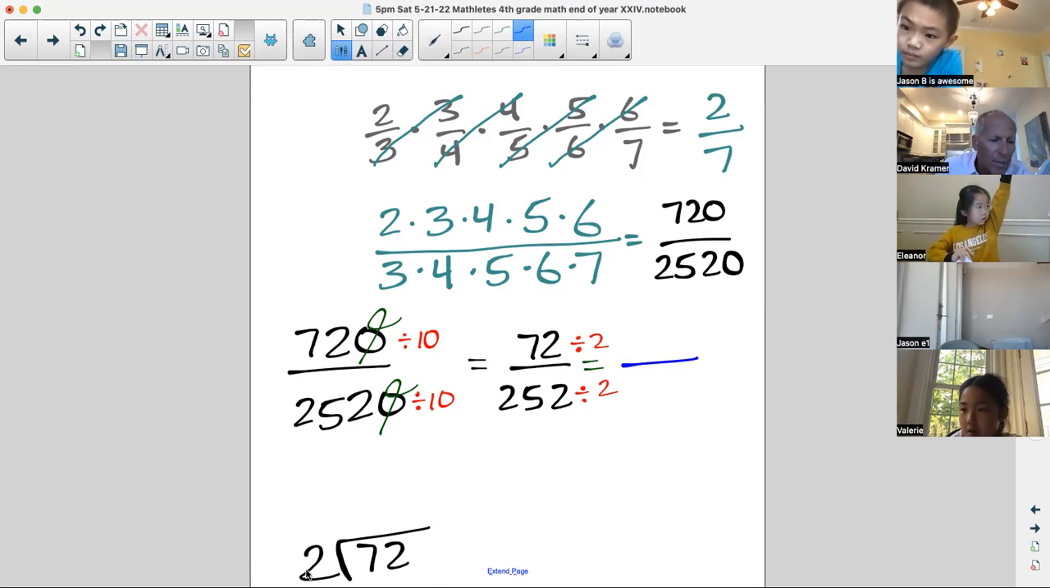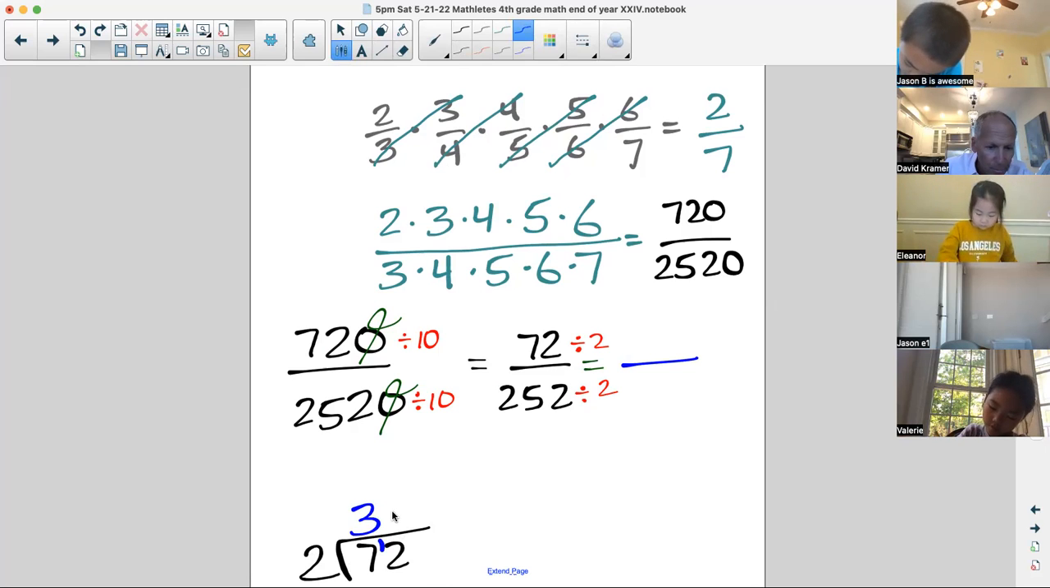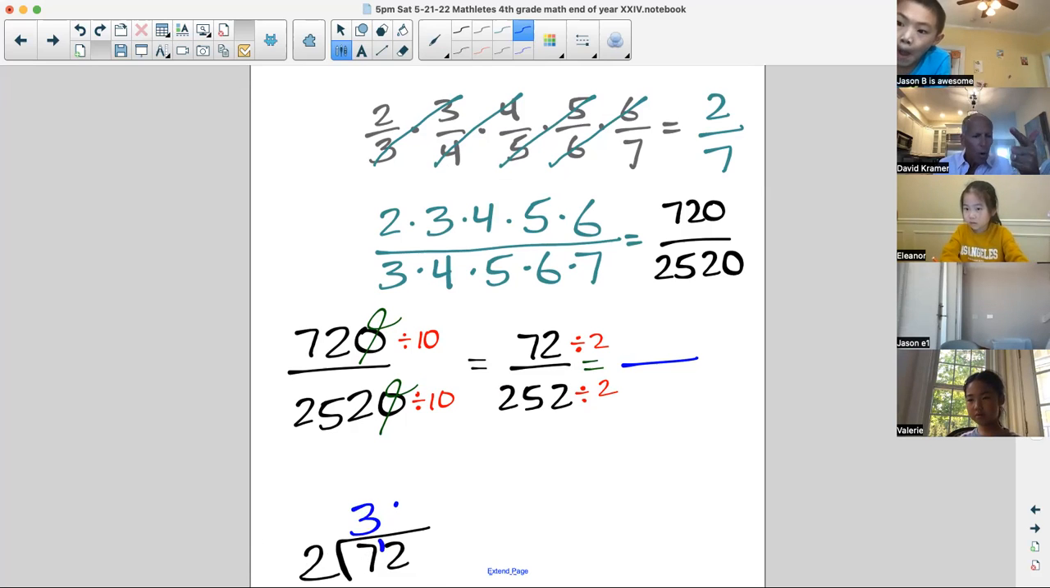So Valerie, tell me, how many times does 2 go into 7? 3 times with a remainder of 1. And how many times does 2 go into 12? Come on, Valerie, you can do this. 12 divided by 2. No, come on. 12, 2, 4, 6, 8, 10, 12. It's 6. 2 goes into 12 6 times, Valerie. You know that half of 12 is 6. So the answer to the numerator is 36.